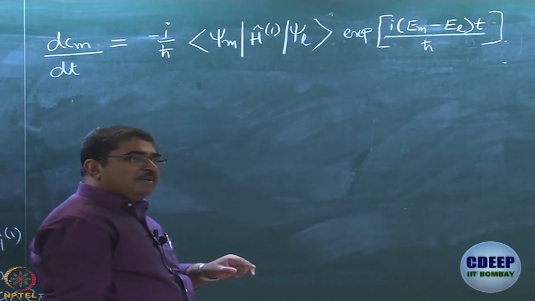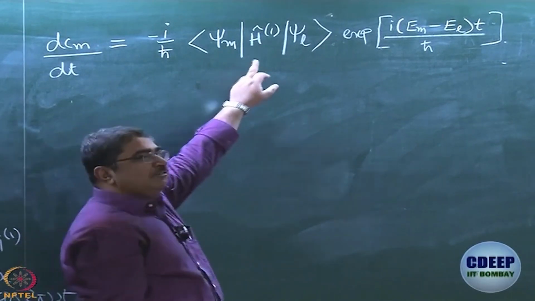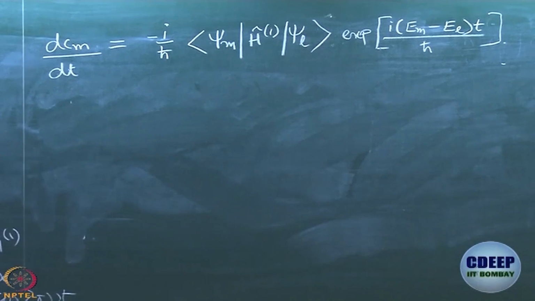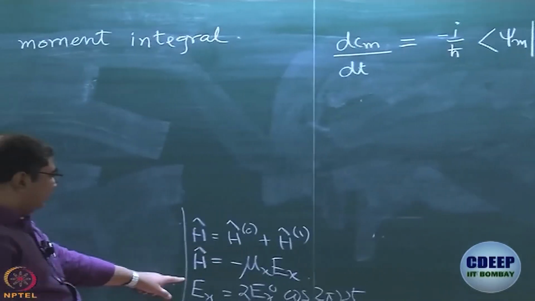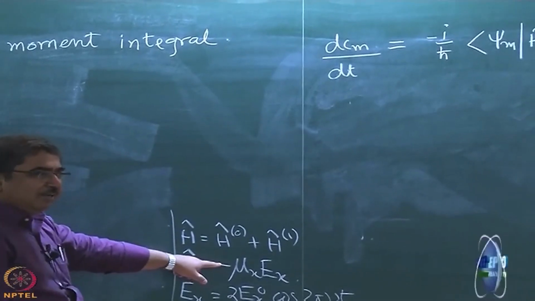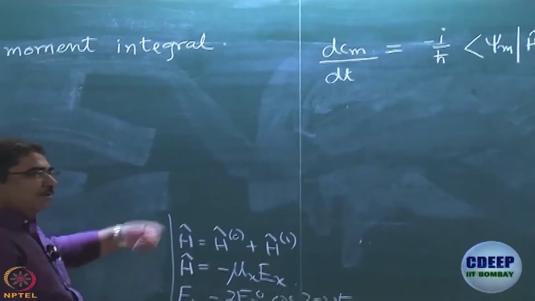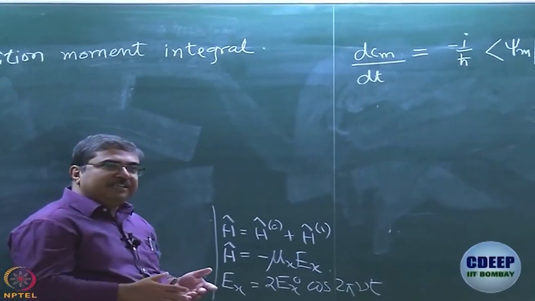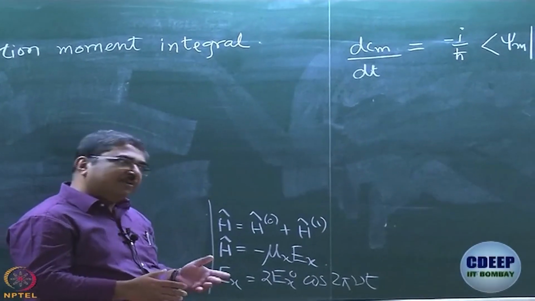Now, the next step is to use the expression for the first order correction to the Hamiltonian, which is this. Well, actually this multiplied by minus mu x, okay. Put it in there and see how the expression evolves, okay. That is what we are going to do now.